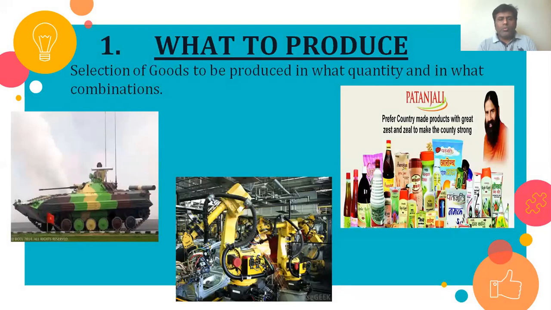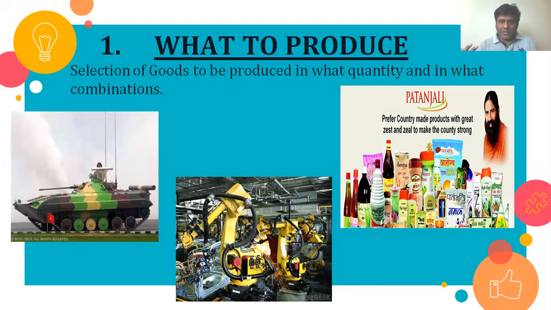What to produce deals with the selection of goods and services to be produced in an economy, in what quantity and in what combination. There are mainly three different kinds of goods. Defense goods, these are required for the protection of the country. Pakistan, you know that very well, how they are behaving with us. So to protect our country, defense equipment is necessary.